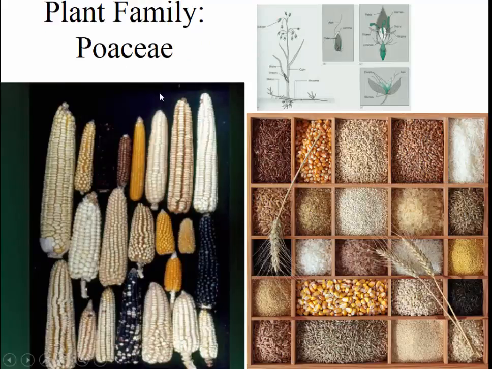Grass family, or Poaceae, showing a variety of Mexican varieties of corn in the lower left. The structure of the flower of grasses, as well as the grains. So the grass family produces the cereals, the grains, including corn, wheat, rice, millet, teff, popcorns, and wild rice.